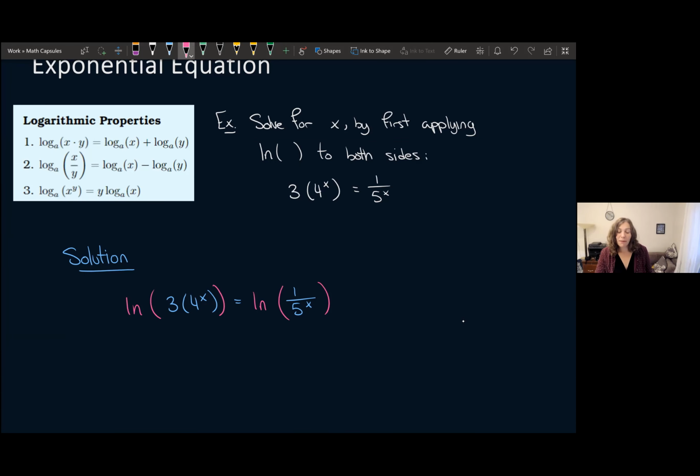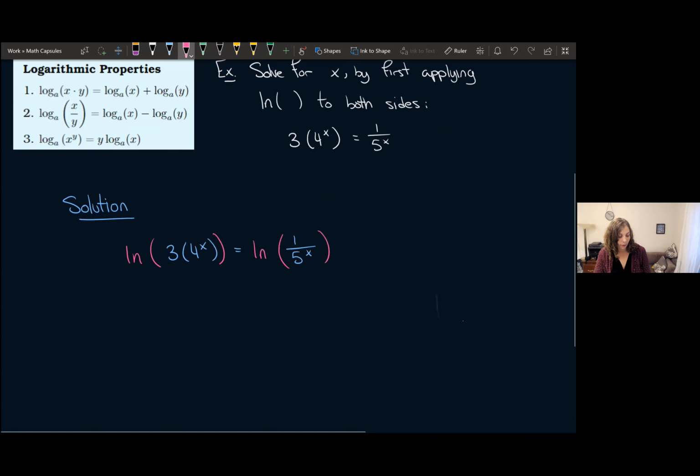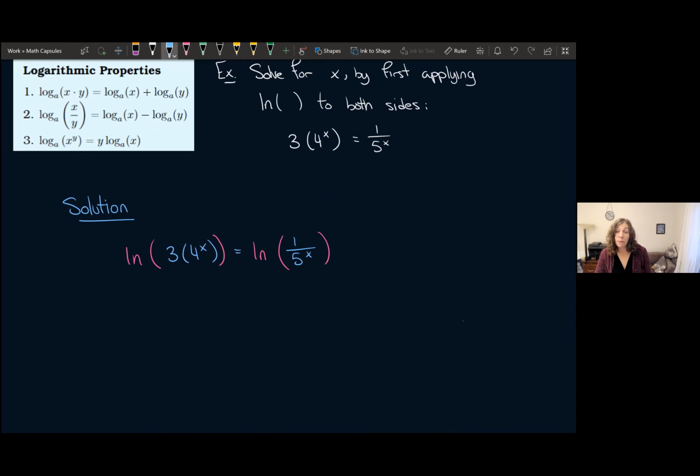Here's the solution. The instructions were to start by applying a logarithm to both sides, so that's what I did. In the next line, I will use the properties of logarithms. Remember that ln is just a special case of logarithm with base equal to e, so I can use my usual properties to break this apart a little bit.